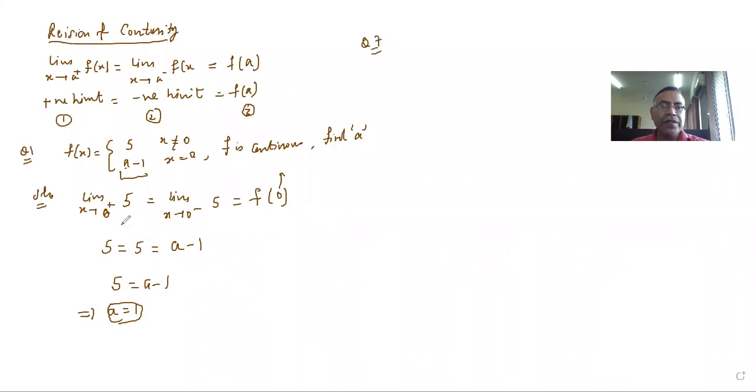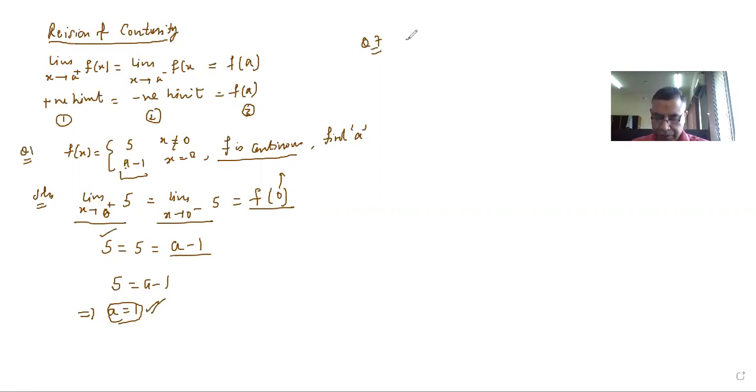So here we have applied the simple concept of continuity. He has given me that the function is continuous, so I have assumed the positive limit and the negative limit are equal, which is equal to the value of the function at a point. When the two limits are equal, this is 5, f(0) is a minus 1, so a is equal to 6.